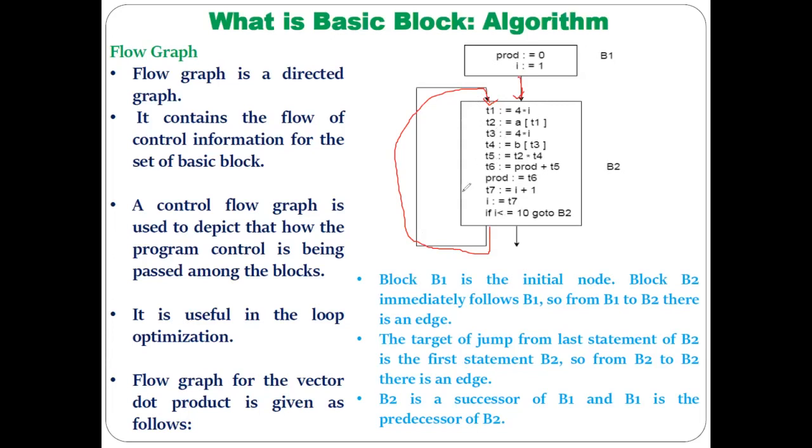That particular flow of control can be easily shown using one particular data structure that is called a flow graph. Understood? And control is shown with the help of the arrow. That is the reason it is called a directed graph. And same thing I have mentioned, it contains the flow of control information of the set of basic blocks. How the information is flowing from one basic block to another basic block, again from this B2 to B2 itself. So all these things can be easily shown using this data structure that is called a flow graph, a directed graph.